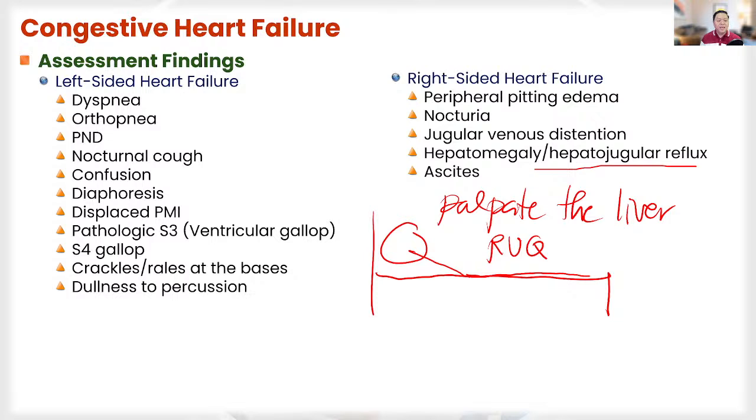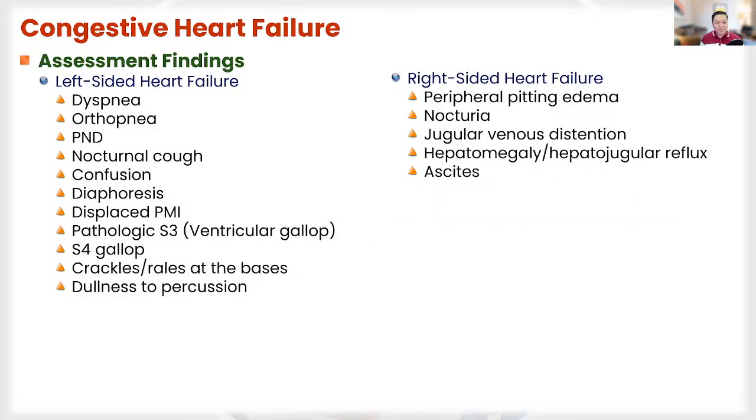Okay. Now, we are not done yet. Let me just erase this real quick. Aside from the ascites, there will be that right ventricular heave, which is common in a patient with what?